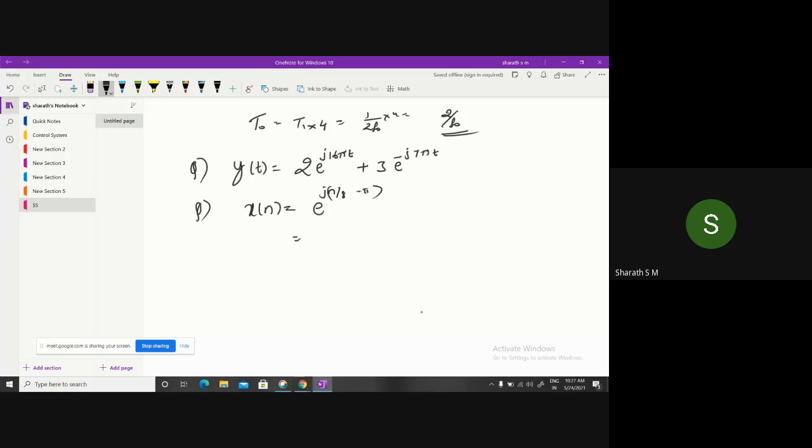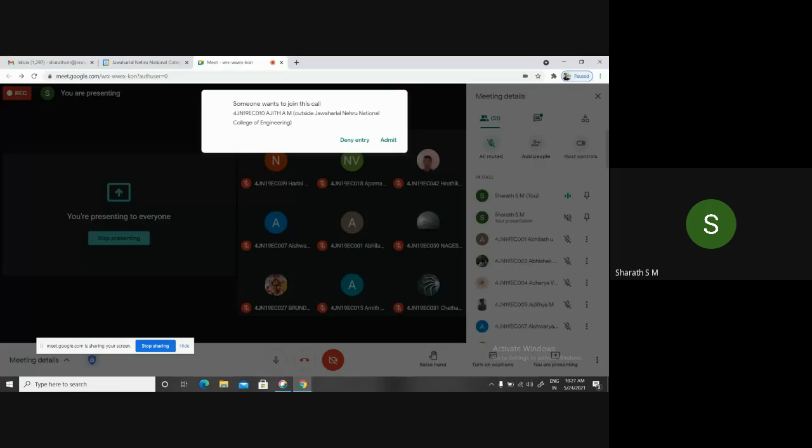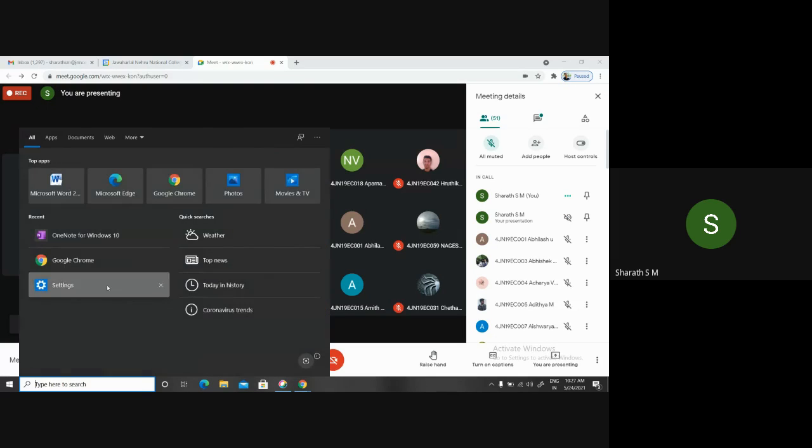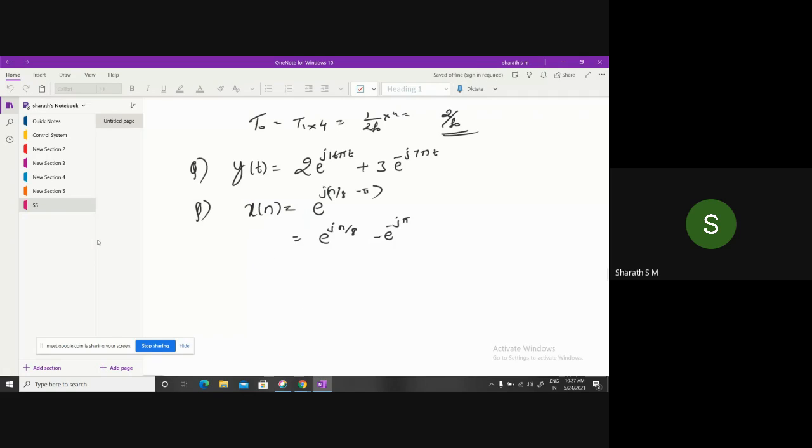So what is the next one? x of n is equal to e power j of n by 8 minus 5. This can be written as e power j n by 8 minus e power j 5. Then this is x of n. In the previous cases, x of t and y of t were continuous time signals, and this one is a discrete signal.